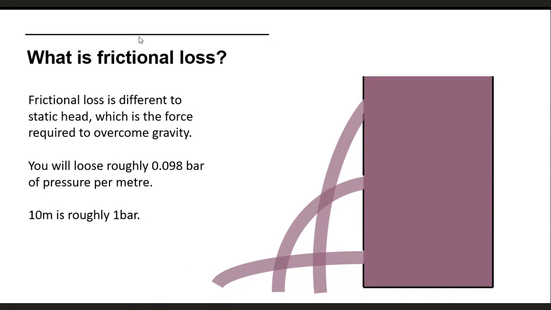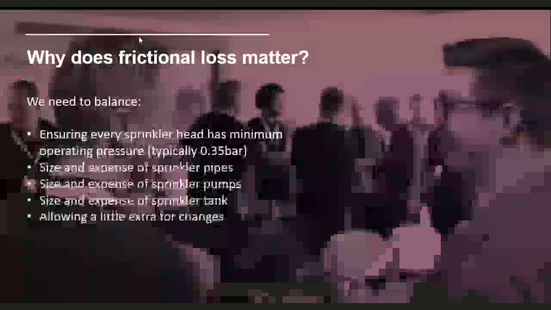So water, again, pure water, 1 cubic meter weighs a ton. So we can look at that and look at the gravitational energy, and we can say that we're going to lose roughly 0.098 bar of pressure per meter, i.e. 10 meters is roughly 1 bar. Is that right? Yeah, that's about right. So that's a rule of thumb that we can apply when we're looking at static loss. But as I say, the focus of this presentation is all about frictional loss.